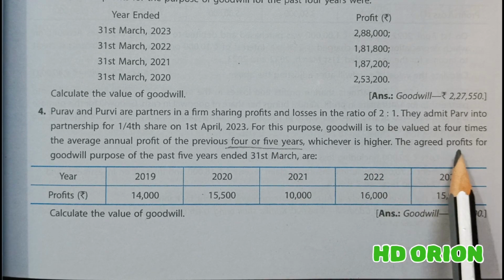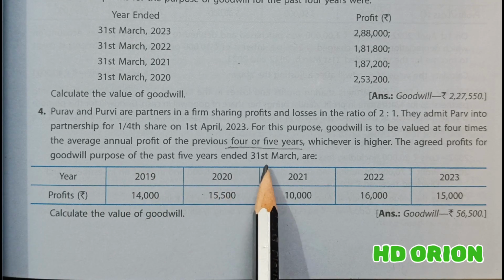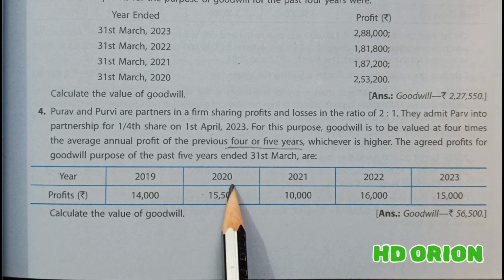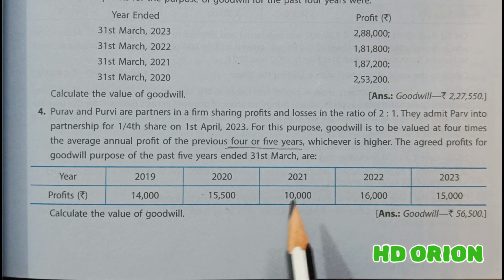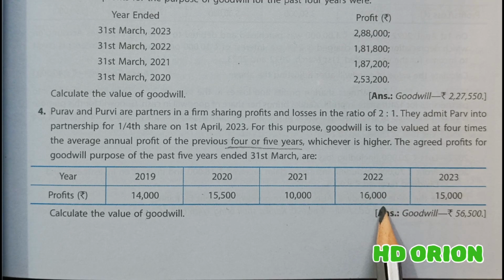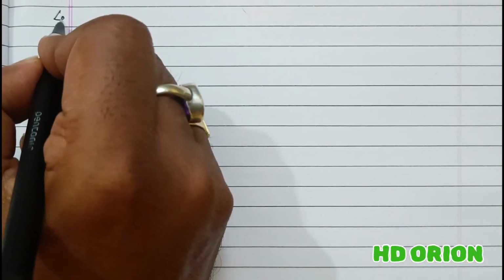Now, the agreed profit for goodwill purpose of the past 5 years ended 31st March are 2019 rupees 14,000, 2020 rupees 15,500, 2021 rupees 10,000, 2022 rupees 16,000 and 2023 rupees 15,000. Calculate the value of goodwill. So let us see the solution for this. So solution 4.